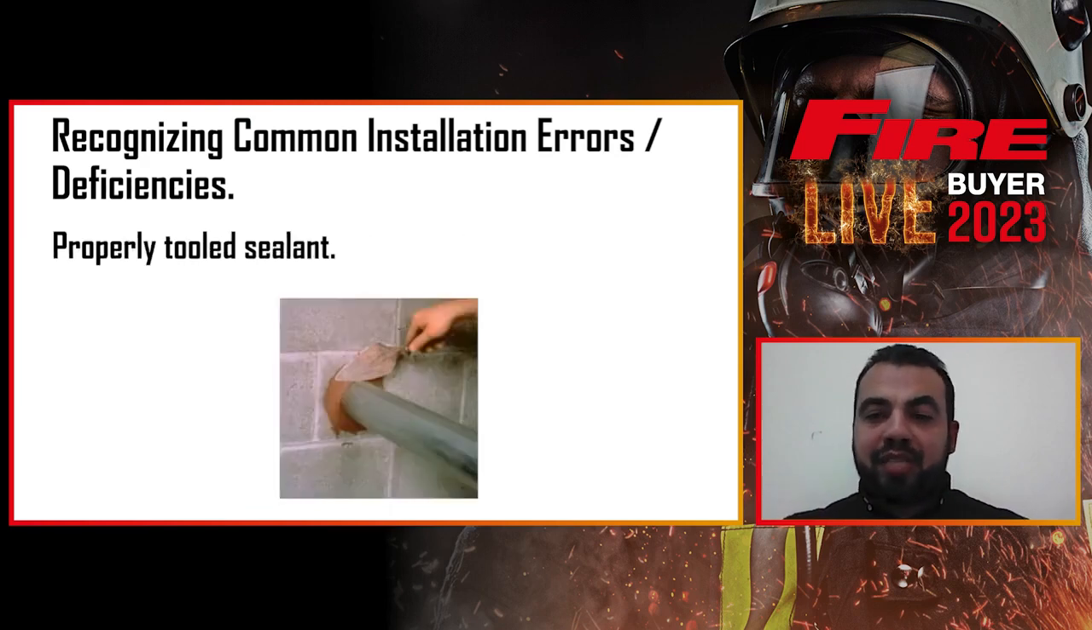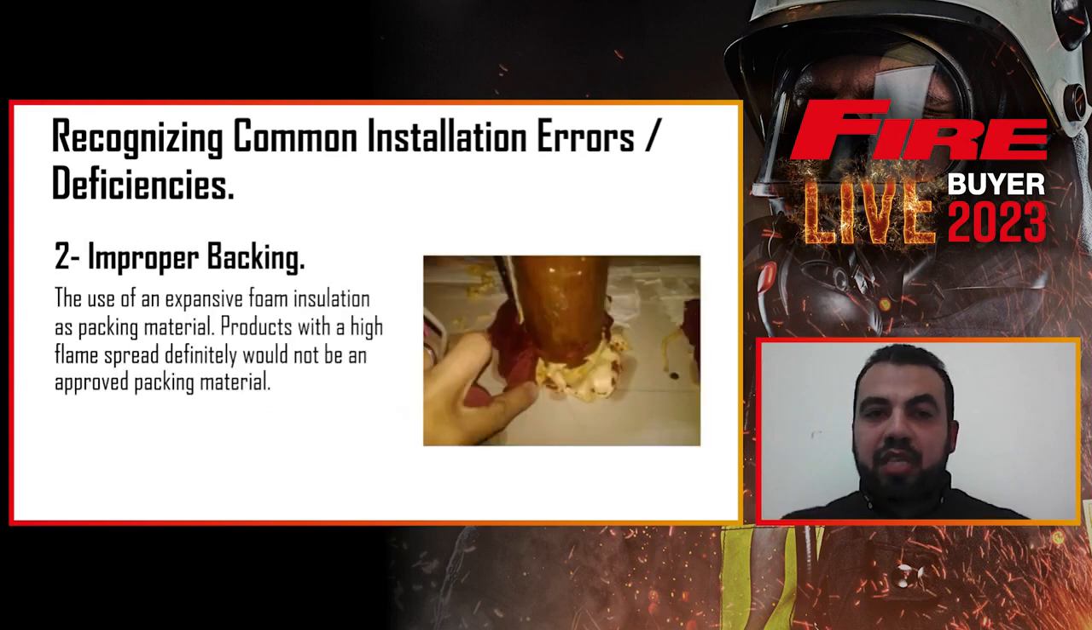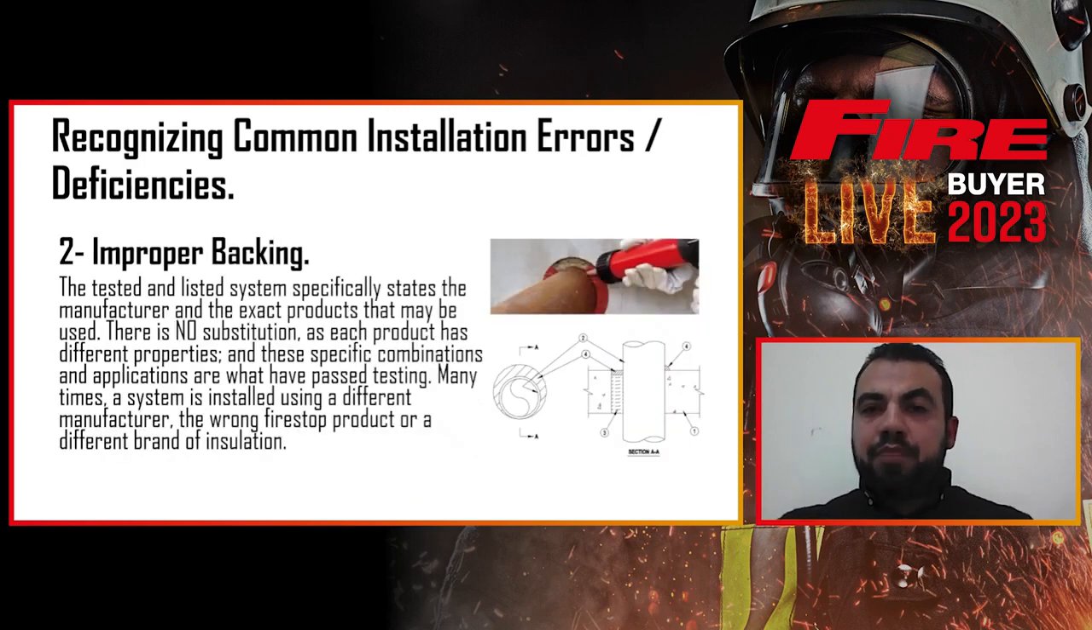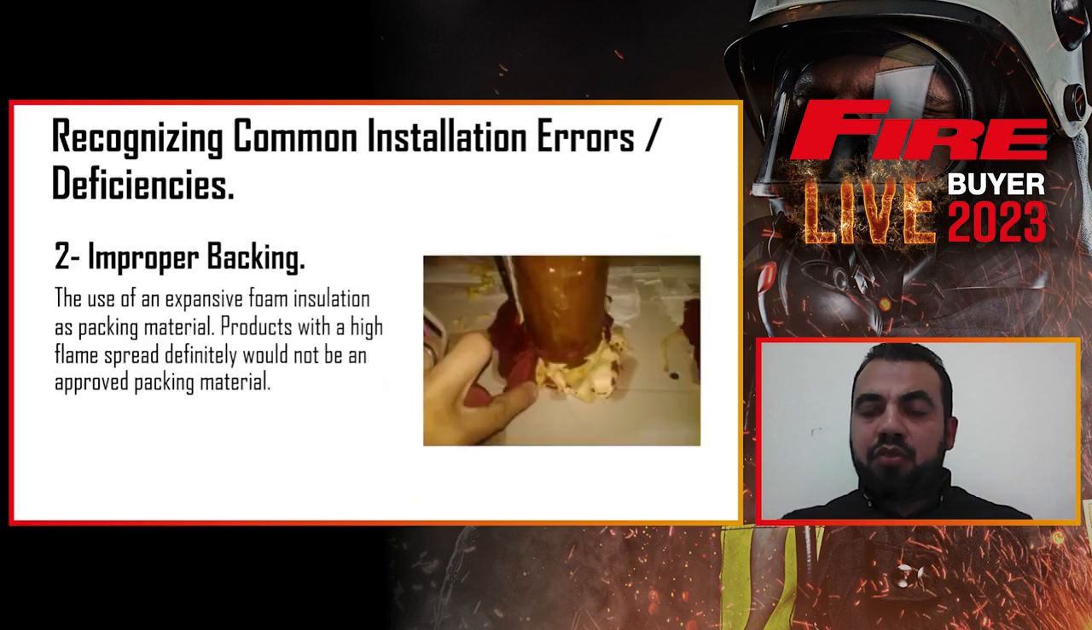Here we have a photo showing your properly tooled material, how it should be tooled. The improper packing: you should use the proper packing material. Here we have non-approved material used as a packing material, so make sure that you are using the same brand and same type of packing material as per your tested system. Improper packing in this photo shows plastic or expansive foam insulation used. Normally, we use mineral wool as a packing material.